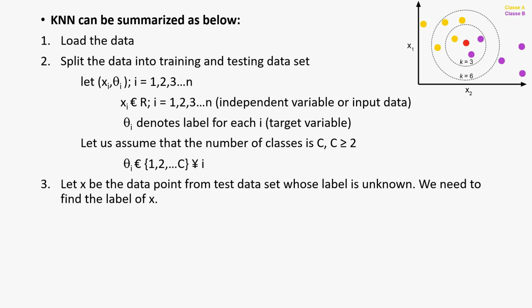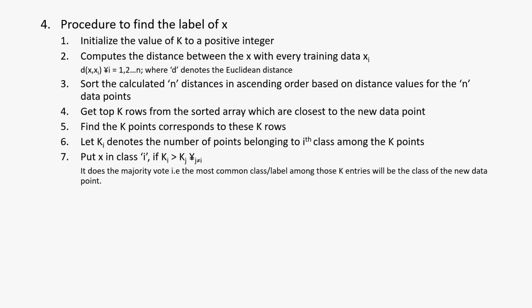The third step, now we have a data point from the test data set whose label is unknown. So we have to find out what is the label of X. We have to follow the procedure that we have already done. The procedure to find the label of X.